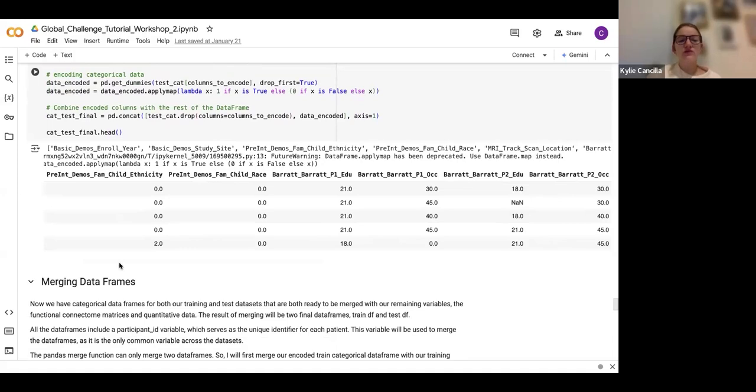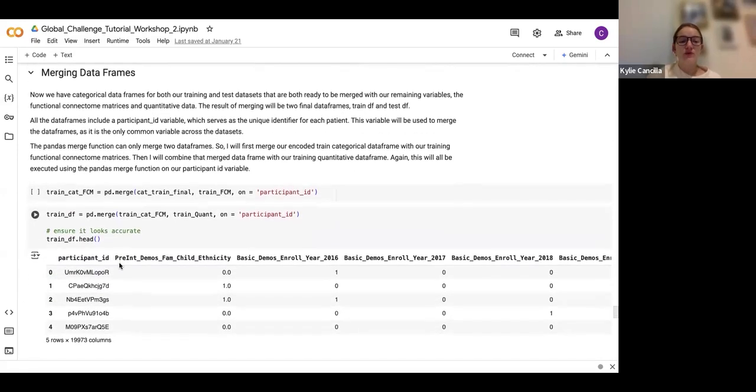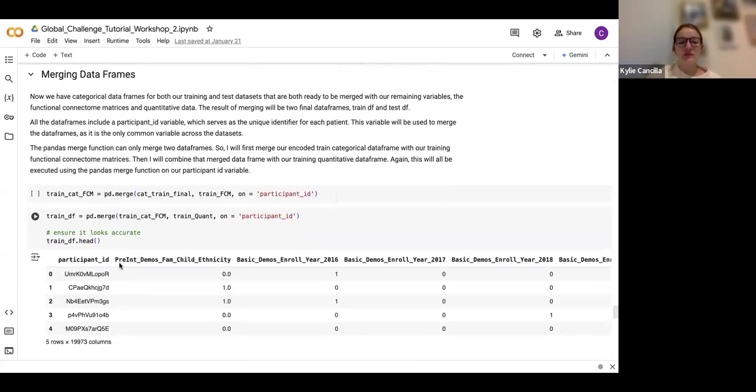Now we have categorical data frames for both our training and test data sets that are both ready to be merged with our remaining variables. These include the functional connectome matrices and the quantitative data. After we do this merging, we will have two final, or almost complete, data frames: our train data frame and our test data frame. And like I mentioned before, all of these data frames include the participant ID variable. This serves as the unique identifier for each patient.